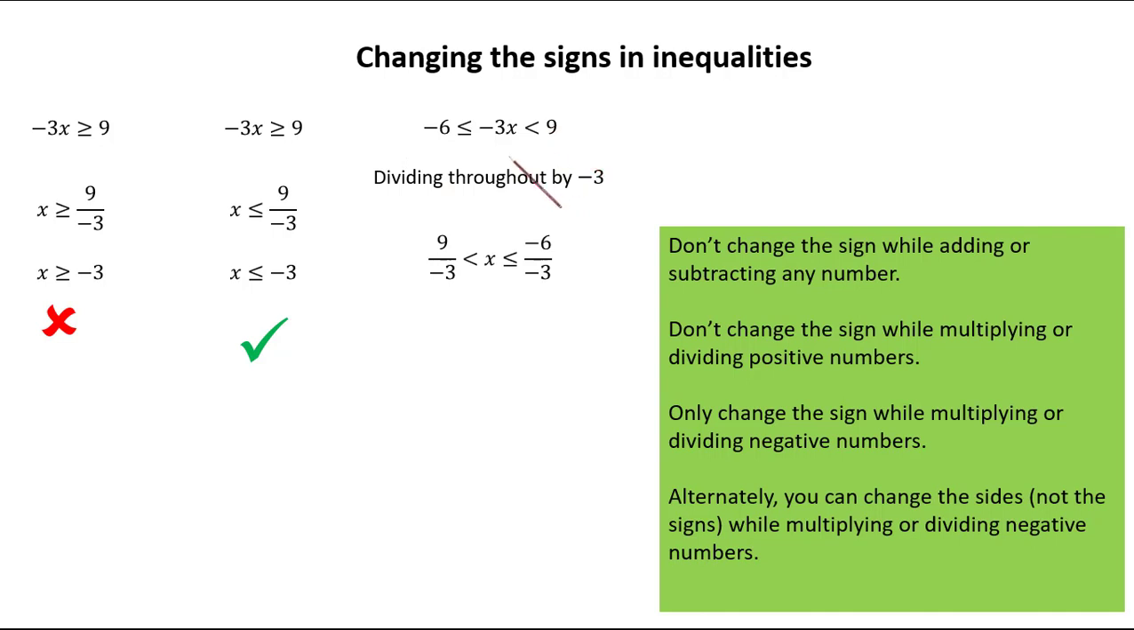So I've taken the 9 first on the extreme left, minus 6 on the extreme right, and I've not changed the sign. I've taken this lesser than sign as it is and the lesser or equal to sign as it is. And I've divided minus 3 on all the sides. And the answer to this becomes minus 3 is less than x is less or equal to 2.